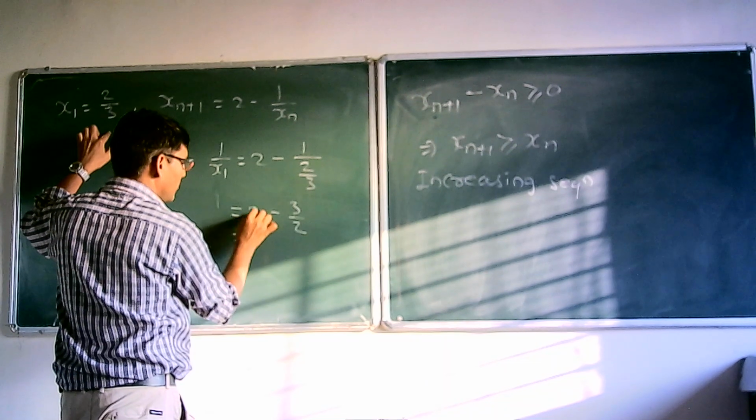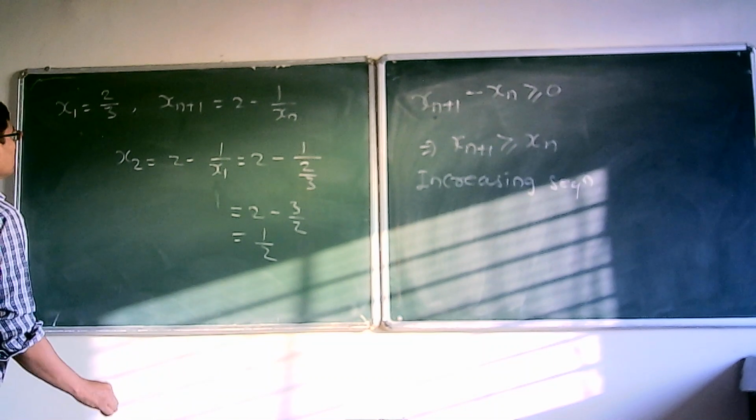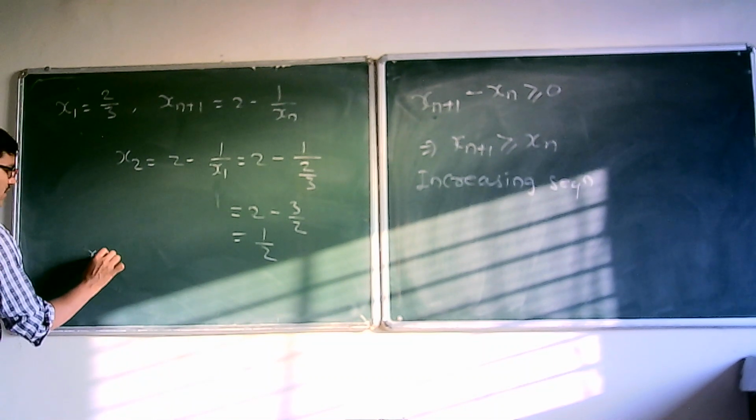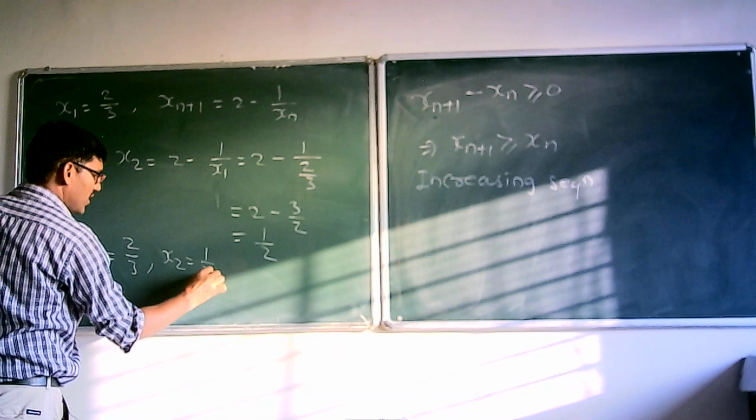This is equal to (4 minus 3) by 2, which is equal to what? 1 by 2. So x1 is 2 by 3, and x2 is 1 by 2.